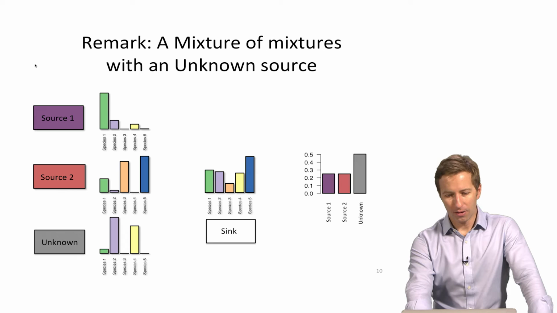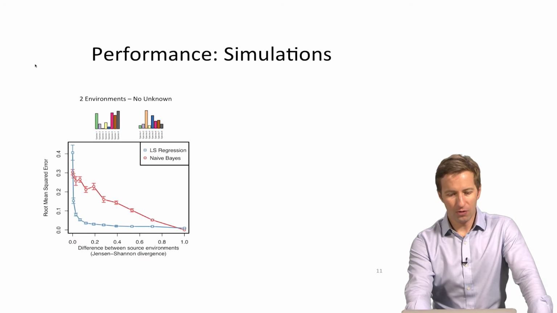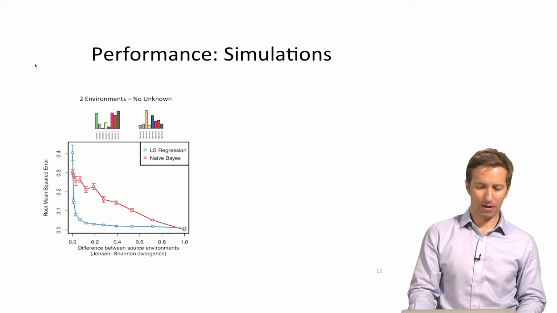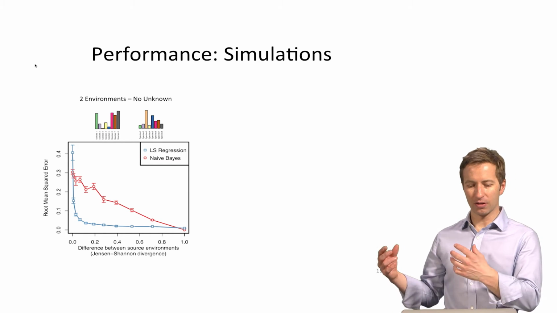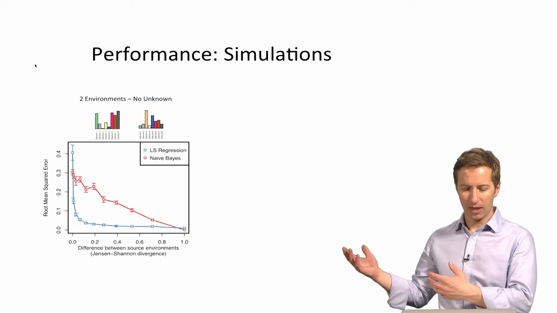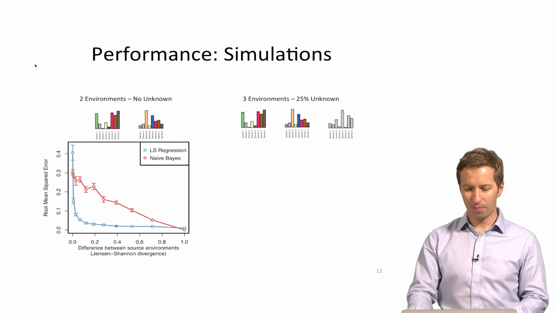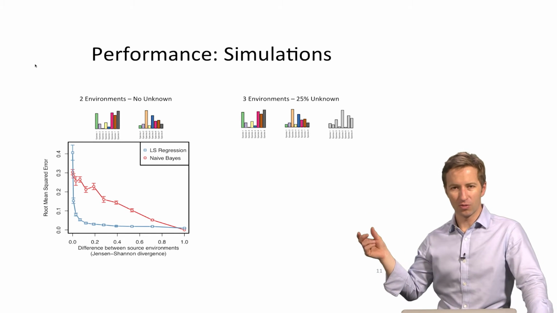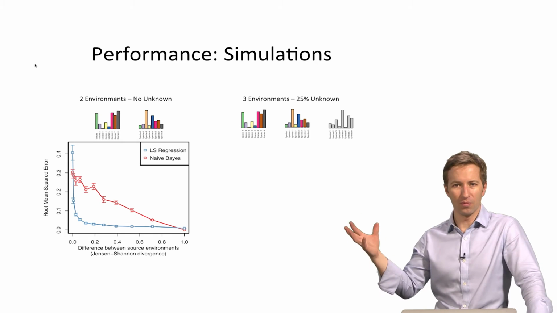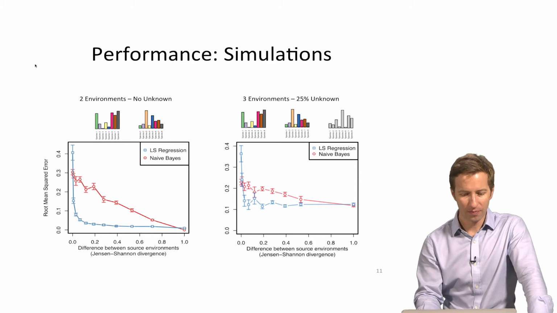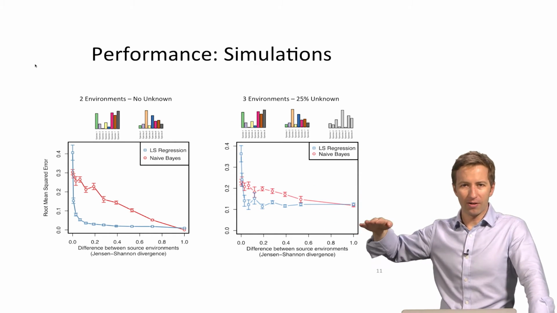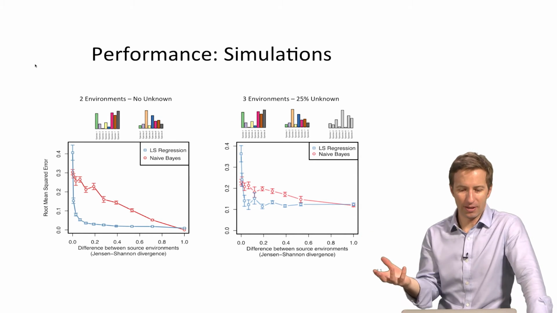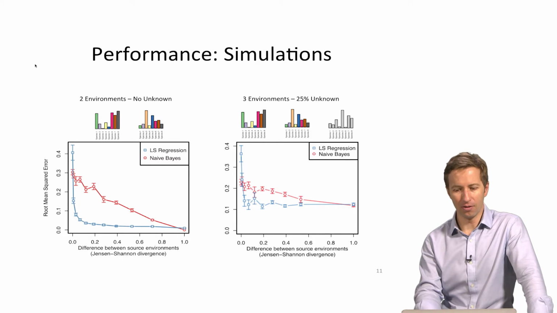So it turns out that if you run these two naive models on the mixtures where the source environments are known, they do well, as I showed before. But when you introduce an unknown environment, so here it's the same sources, but there's 25% of some randomly generated unknown environment, they both bottom out at a pretty high error rate. So they don't do as well because they basically can't account for that unknown.